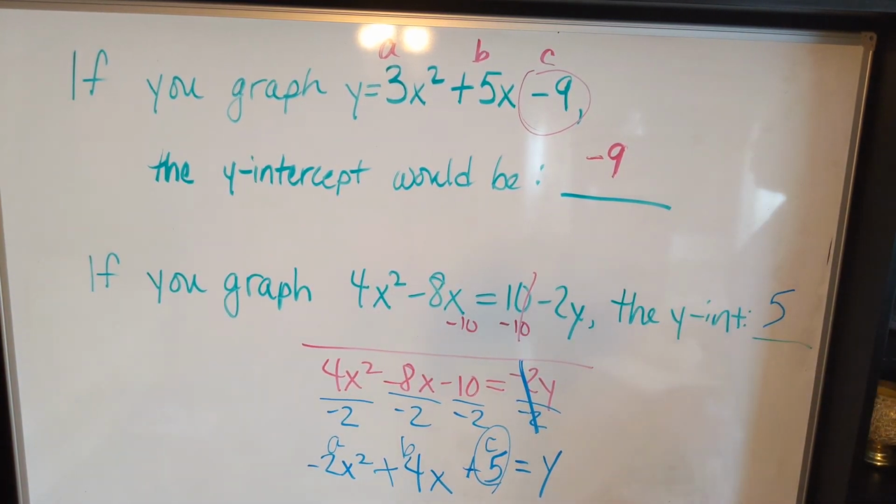So even though I had to do a little bit of work, it wasn't hard. It's just the c value, and I just manipulated things until I got the y by itself and got the other side in standard form.